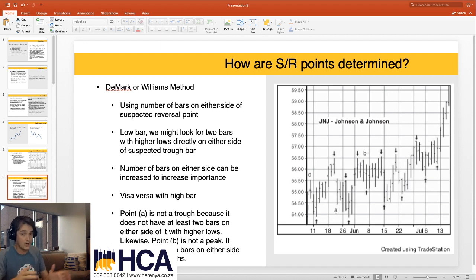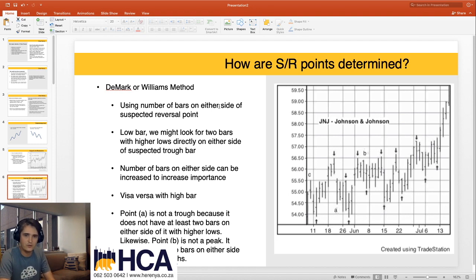All right, identifying these support and resistance levels or individual points, we started with the DeMark, or Williams, method. It is using the number of bars on either side. These are bar charts. It's using the number of bars on either side of your suspected resistance or suspected support bar, the high bar and low bar in this case. So the high bar would be your suspected resistance level. Your low bar would be your suspected support level.